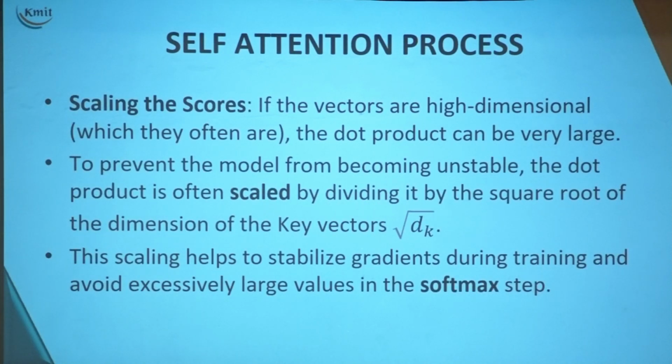So I told you again, scaling is a very important process here. If the vectors are high dimensional, the dot product will take a very large value and it will become an unstable model. That is the reason you have to scale it by dividing the dot product by the square root of dk, where dk is the dimension of the key vector. This scaling will help you to stabilize your model. Your model will not be unstable.